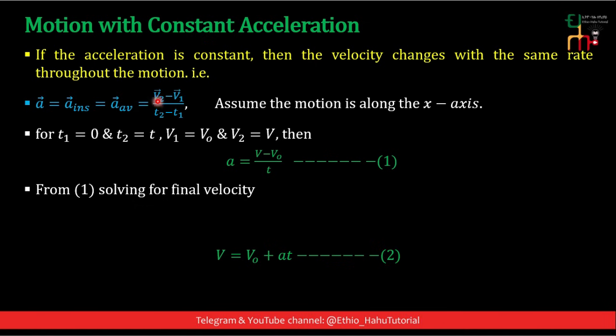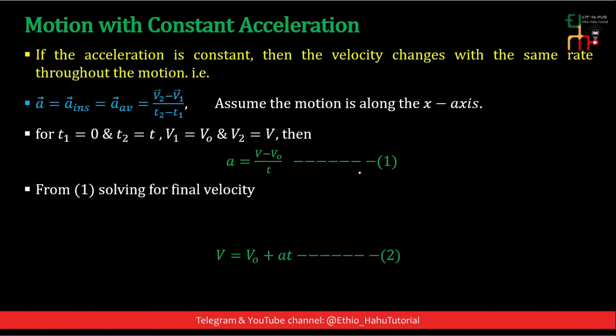Average acceleration is final velocity minus initial velocity, v2 minus v1, divided by t2 minus t1, and this is the same as instantaneous acceleration. Assuming that the motion is constrained to move along the x-axis, we can ignore the arrow and let t1 is equal to 0 and t2 is equal to t. v1 is equal to v0 and v2 is equal to v. Having this, a is equal to (v minus v0) divided by t. The acceleration of a particle moving along the x-axis is described by (v minus v0) divided by t. This is our first equation.